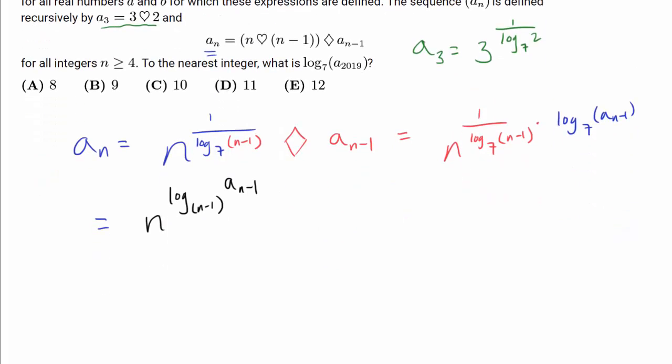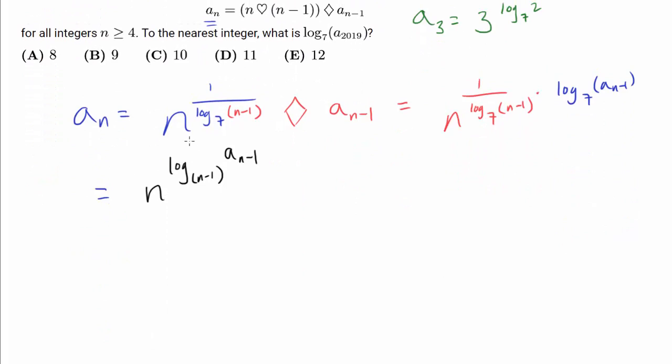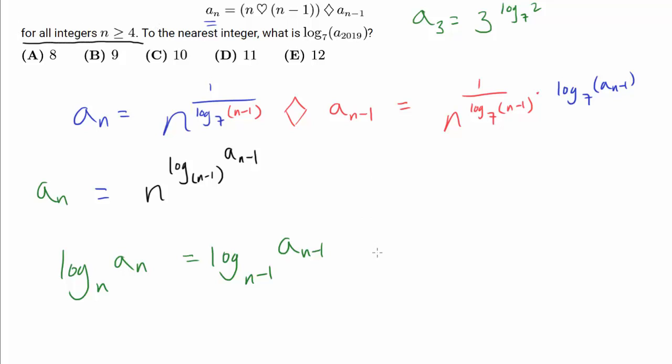But now what do we do? We have a sub n being n to this crazy power, and in my opinion, it's much easier to work with this thing compared to this entire thing. So can we isolate the exponent somehow? And the answer is yes. Just take log base n of both sides. Then, because a sub n is equal to this, we know log base n of a sub n is going to be the exponent, or log base n minus 1 of a sub n minus 1, and we know this thing is going to hold for all integers n greater than or equal to 4.